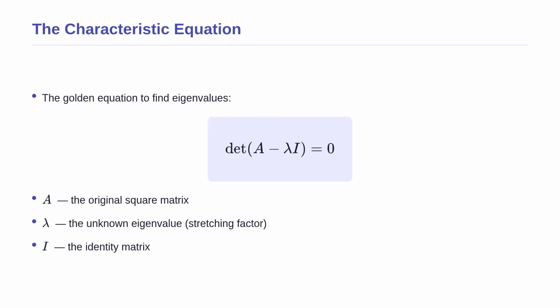Let us break down the symbols. Capital A is our original square matrix. The Greek letter lambda represents our unknown eigenvalues, which are the stretching factors we want to find. Capital I is the identity matrix, which acts like the number 1 for matrices. As the variable lambda changes, the value of the determinant changes. When we set this polynomial equal to 0 and solve for lambda, we find the exact stretching factors of our original matrix.